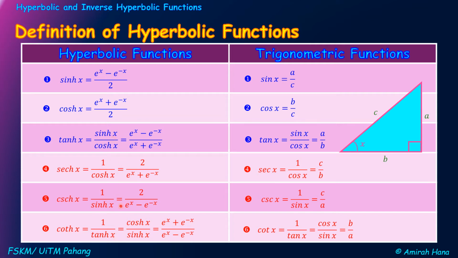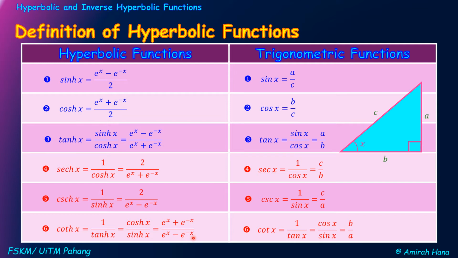Or we can write it in terms of cosh x over sinh x. Since coth x is a reciprocal function for tanh x, we just exchange numerator and denominator. So we get cosh x over sinh x equals e to the power of x plus e to the power of negative x over e to the power of x minus e to the power of negative x.